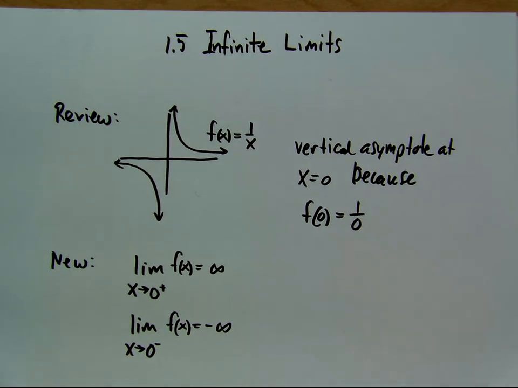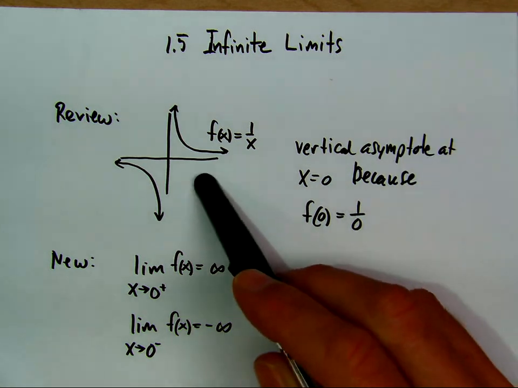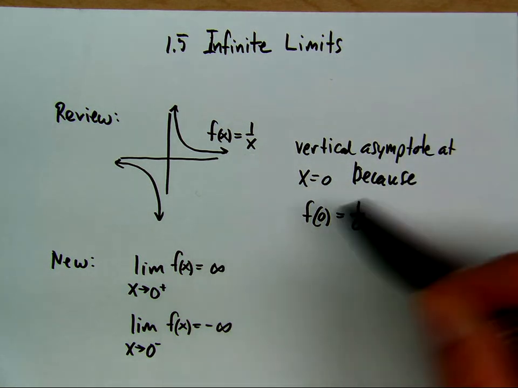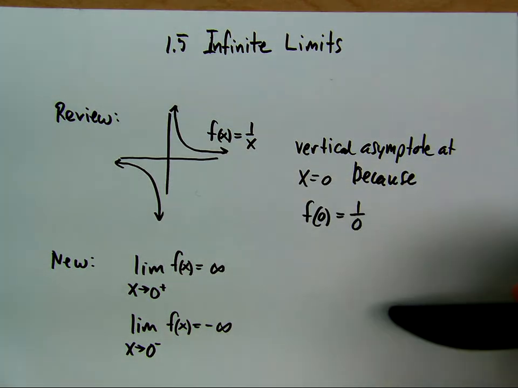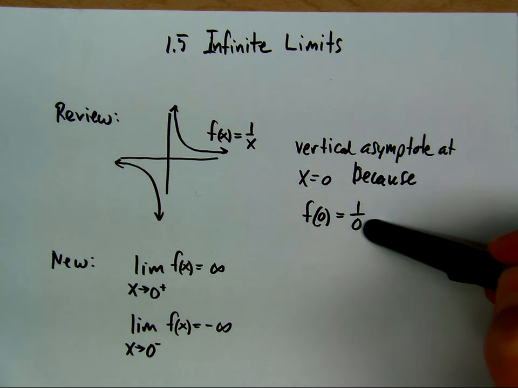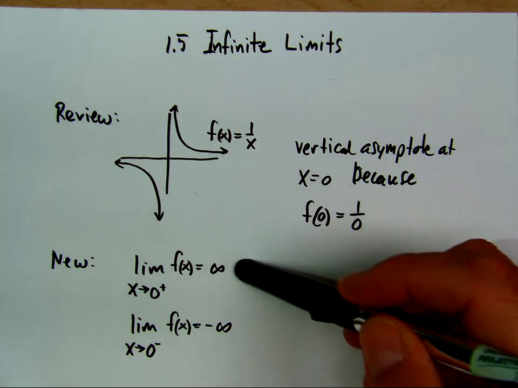In this lesson, we'll look at infinite limits. And so we've seen for several years graphs like this. And we know that there's a vertical asymptote at x equals 0. That occurs when we have a number that's not 0 divided by 0. We know there's a vertical asymptote. So all we're going to do now is just describe it using limits.